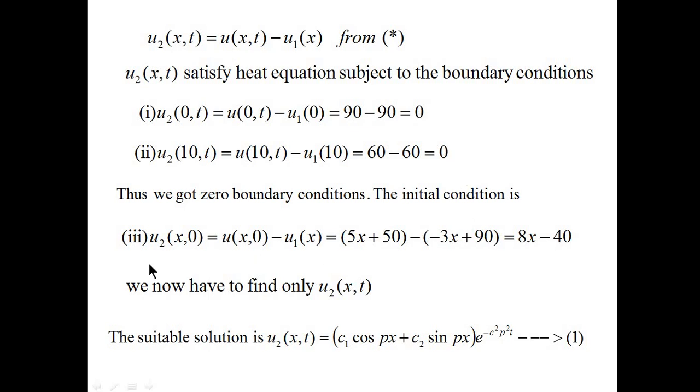The initial condition is obtained similarly by putting t equal to 0 in this equation. Now when you put t equal to 0, you know u of x,0 is 5x plus 50, and you have found u1 of x, which is minus 3x plus 90. Upon solving this you get 8x minus 40. Now we have to find only u2 of x,t subject to boundary conditions 0, 0 and initial condition 8x minus 40. Now let us rewrite the solution of the heat equation in terms of u2 of x,t.